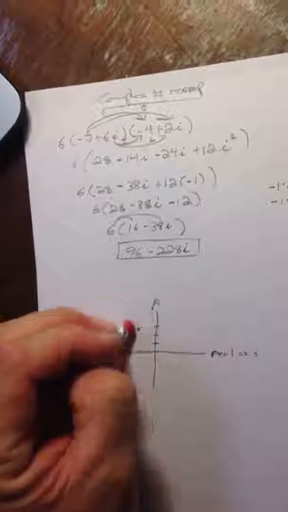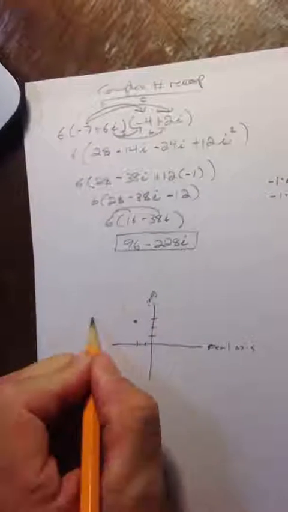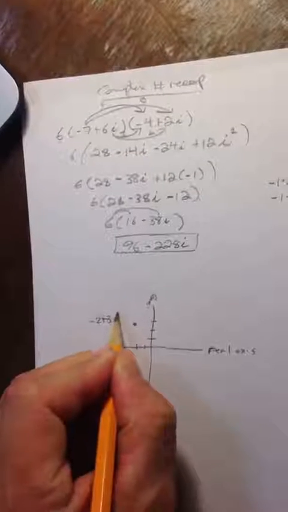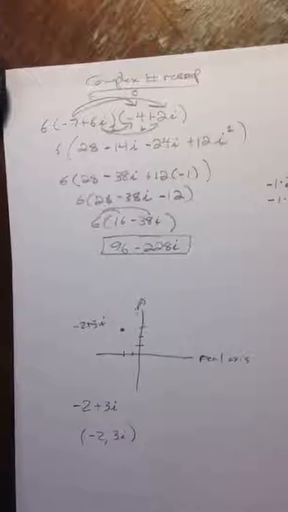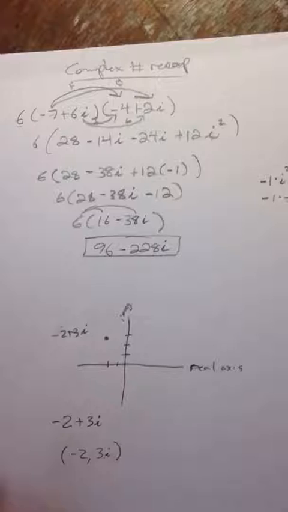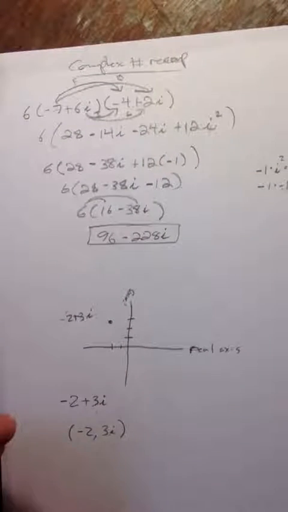I'm just going to write it like this right here. It should be a negative 2 plus 3i. So that's how you plot a complex number on the Argand plane.